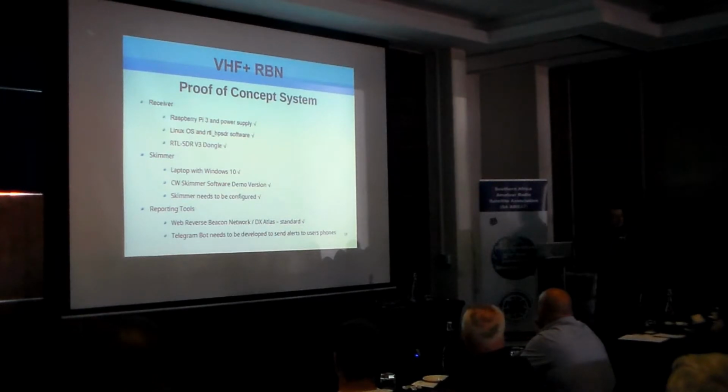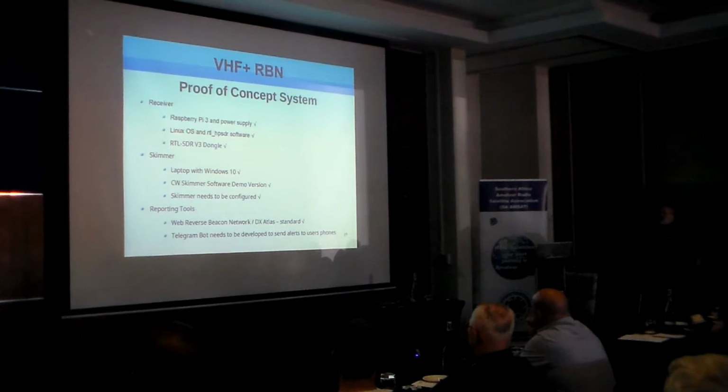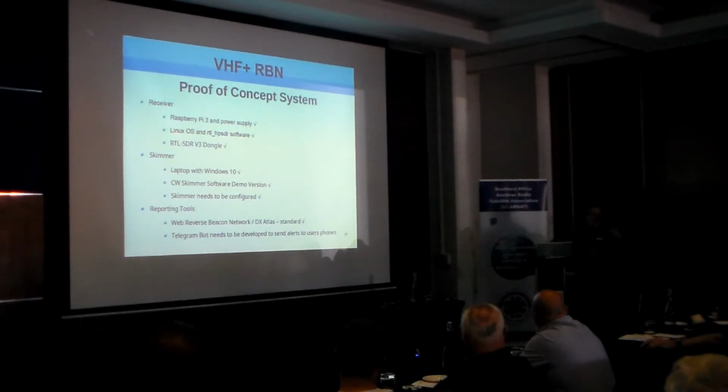In the meantime, since I last gave this presentation, I got the skimmer running, and I can actually give you a demo of what it actually does. And then the reporting tools, the skimmer will automatically through the aggregator send the data to the reverse beacon network. But then the question is, how do us guys know that there's an opening? We can't sit monitoring a website somewhere else. So the idea that I came up with is, what about using a Telegram bot?